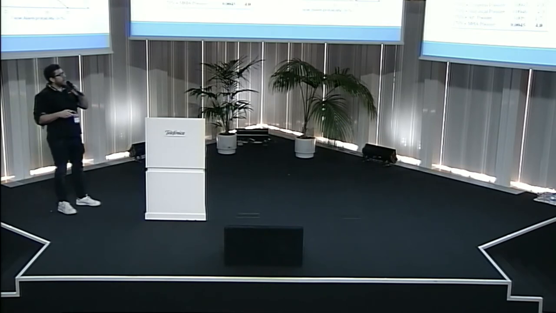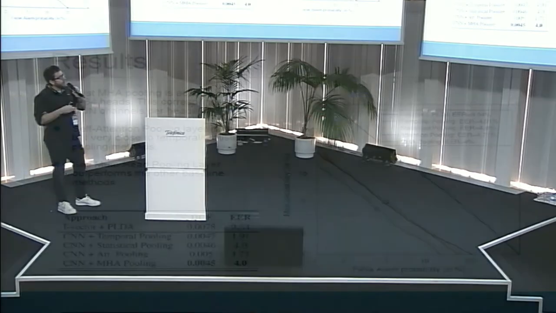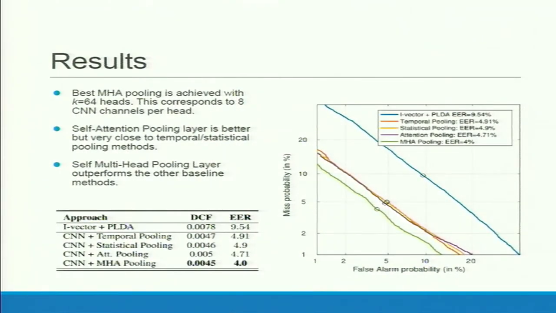Okay, so here you have the results. You have a table with both DCF and equal error rate. And on the right, you have the DET curve. So the best multi-head pooling result is achieved with 64 heads. This corresponds to 8 channels per head. In the results, we see that the self-attention pooling layer is better, but it's still very close to both statistical and temporal pooling. And of course, the self-multi-head pooling layer outperforms the other methods. If not, I wouldn't be here presenting this work.